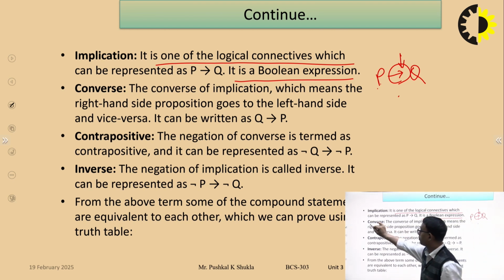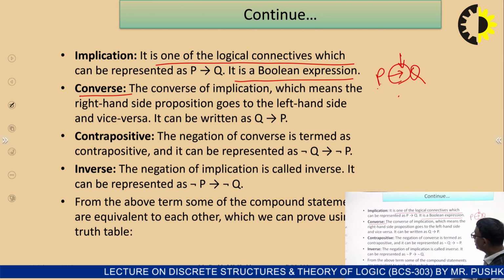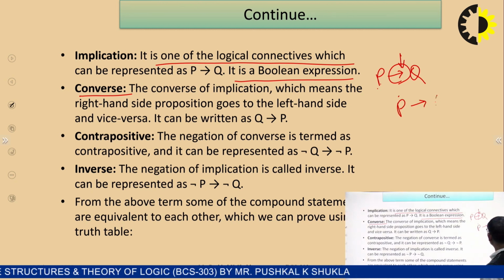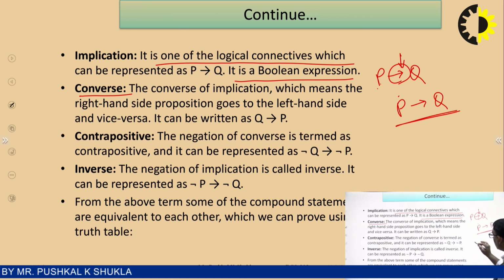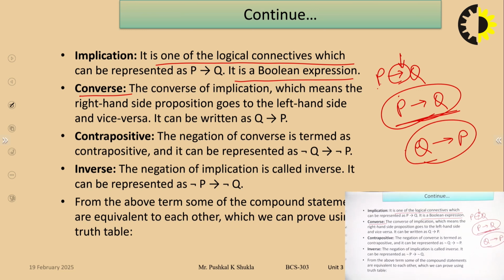Then converse. The converse of an implication means the right-hand side proposition goes to the left-hand side and vice versa. So if P implication Q is the expression, the converse is Q implication P. So left becomes right and right becomes left. The converse of this implication is Q imply P.